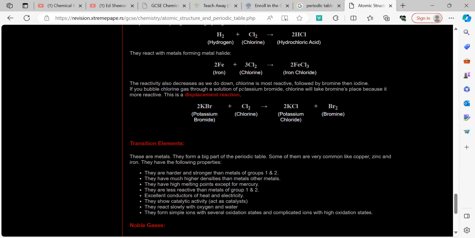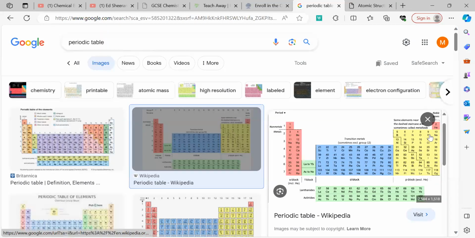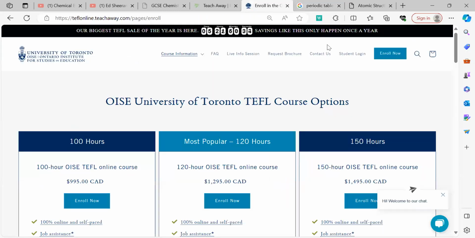Now, the most important reaction which has been repeatedly asked and repeatedly tested is the displacement reaction. For it, we need to know the trends in group 1, group 7, and transition elements. The trend is that the reactivity decreases as we go down the group. You see, fluorine is mainly a gas. The more reactive a substance is, the more it exists in the form of a gas. So fluorine, chlorine, bromine, iodine. As we go down the group, the reactivity of the elements decreases.